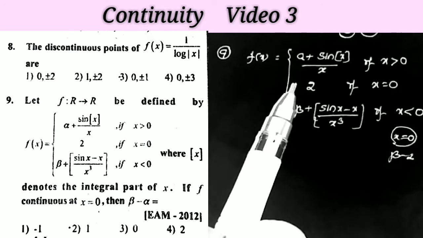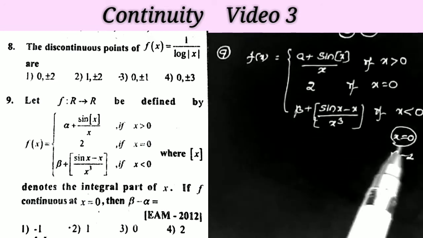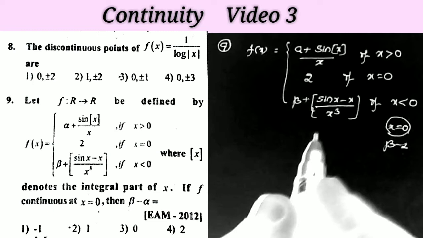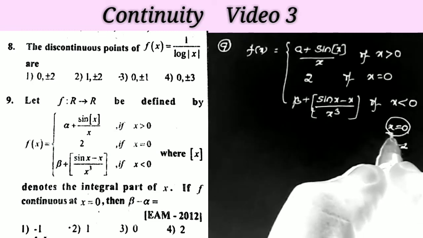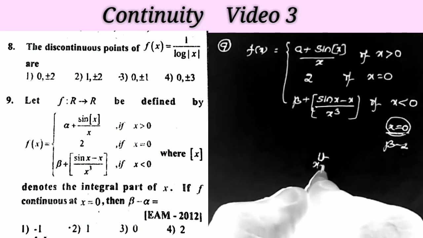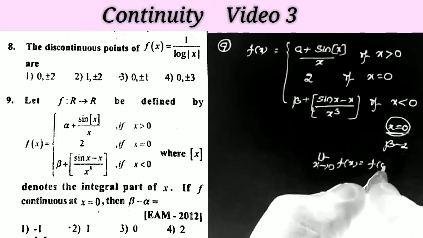One function is given, and it is also given that this is a continuous function at x equal to 0. We want the value of beta minus alpha. Actually, what is the definition of continuity? The function is continuous at x equal to 0 means limit x tends to 0 of f of x is equal to f of 0. Actually, this is the definition.